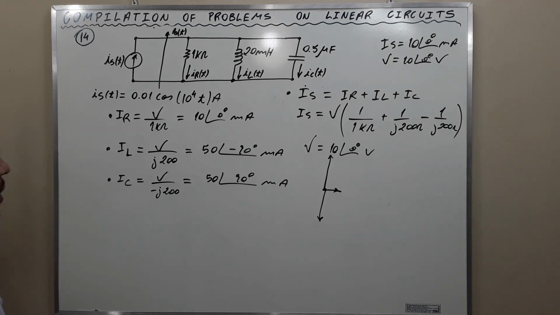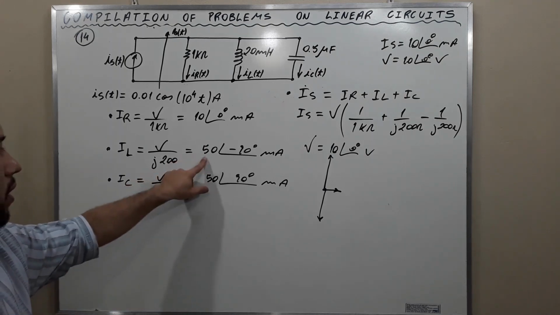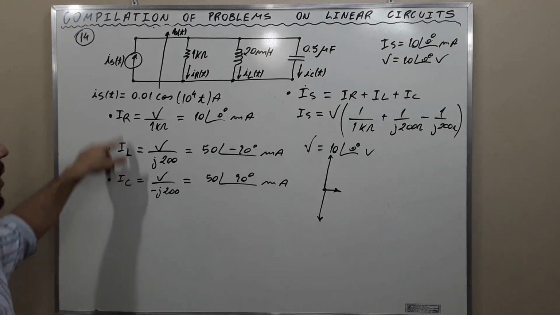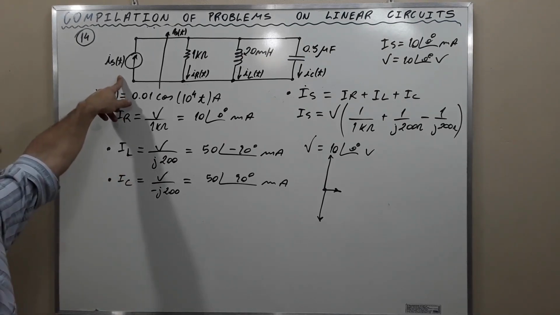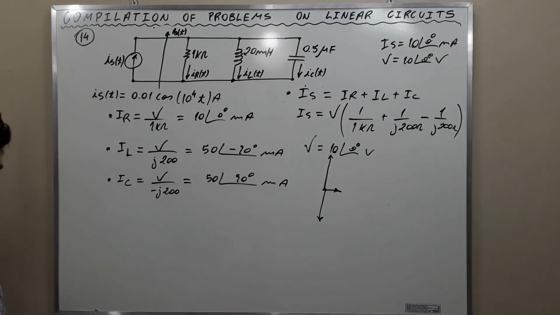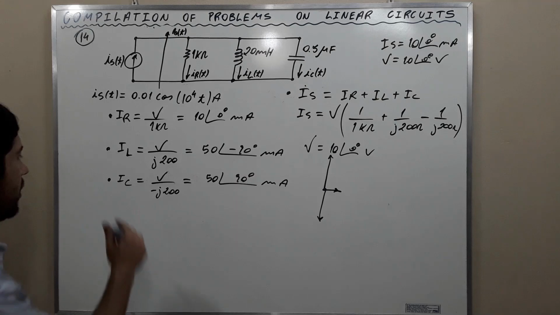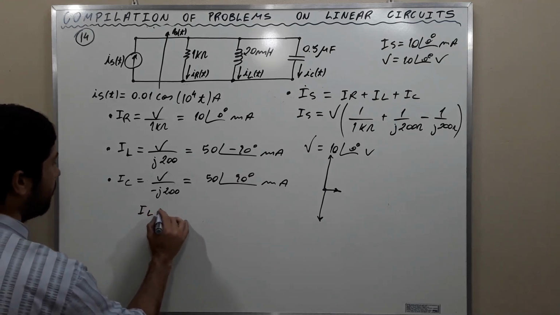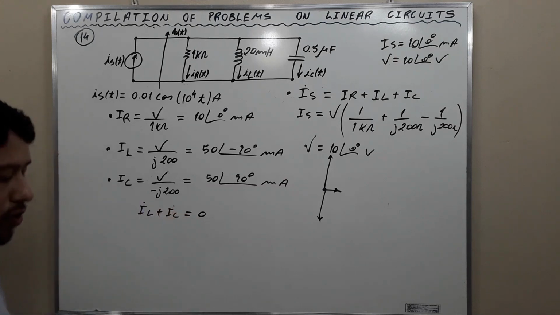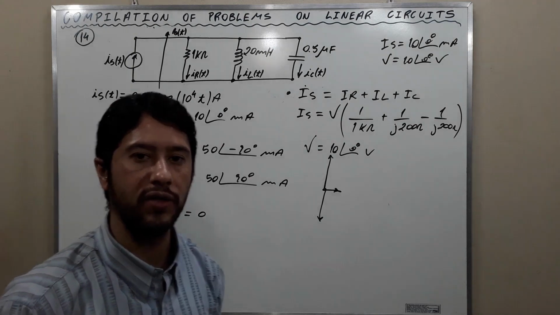That's why, instantaneously, for a brief period of time, provided that they cancel each other out, the current of the inductor can be larger than the current of the current source. That's the explanation, my friends. And we observe here that IL plus IC is equal to 0. They cancel each other out. This is all for exercise 14. Let's go to exercise 15.